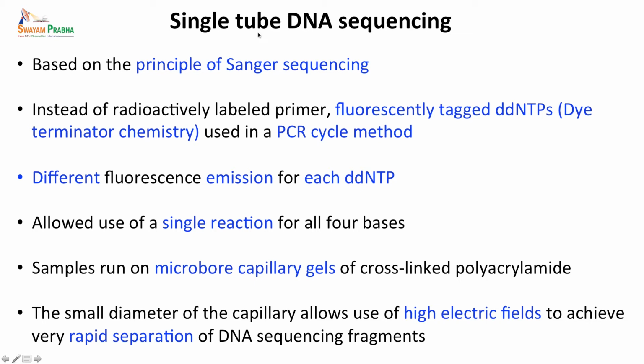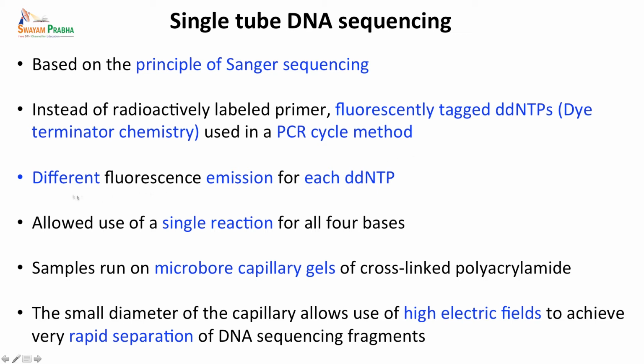The next advancement was to devise a way to do all the 4 reactions simultaneously in a single tube. This method was again based on the principle of Sanger sequencing. The difference was that instead of using the radioactively labeled primer, this reaction could use ddNTPs which themselves were fluorescently tagged. So using dye termination chemistry, these ddNTPs were fluorescently tagged, and then they were used in a PCR cycle method in a single tube reaction.